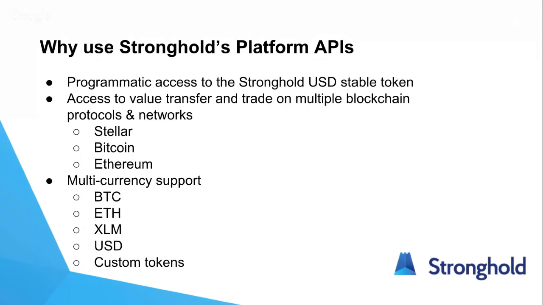In that same one integration, you are now accessing multiple blockchain protocols. Currently, we publicly offer Stellar, Bitcoin, and Ethereum. And therefore, you are able to move and manipulate any of the value types that are currently in there. So the currencies we support at the moment: Bitcoin, Ethereum, Lumen, US dollar, and we do have support for custom tokens.